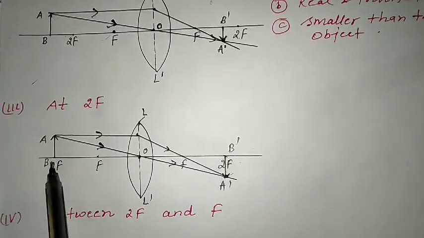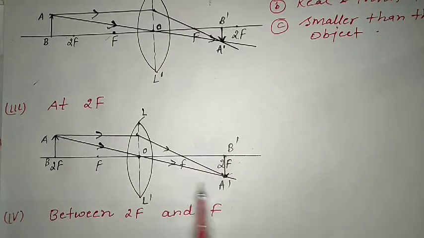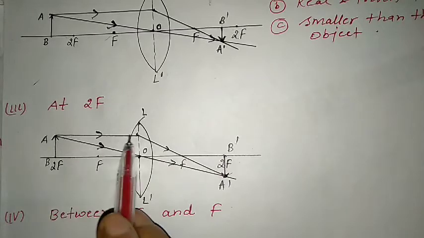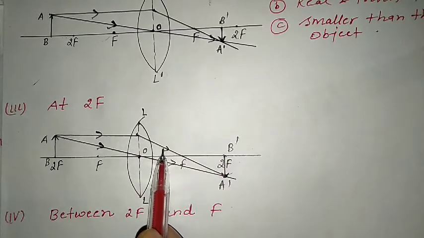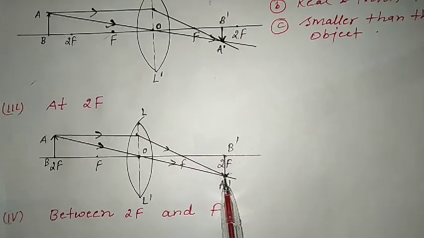Where the object is placed at 2F, two rays will go. One is passing through the optical center, it will not refract. The other will pass from the head parallel to the principal axis. After refraction it will pass through the focus, where both the rays will meet. They will meet at 2F only.